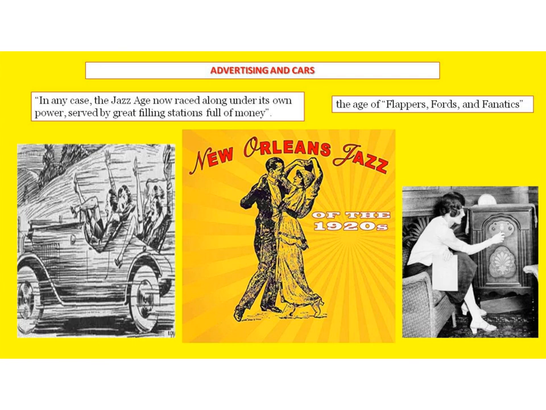Moving to our fourth of five on context, here in Lit in Five, we're looking now at advertising and cars. So I've reproduced that quote from Echoes of the Jazz Age again from Fitzgerald. In any case, the Jazz Age now raced along under its own power, served by great filling stations of money. And a second quotation there, which isn't from Fitzgerald's essay, but is a nice alliterative, memorable sort of quote. The Jazz Age, the Roaring Twenties, as the age of flappers, Fords, you see the motor car there, and fanatics in terms of their jazz hedonism.